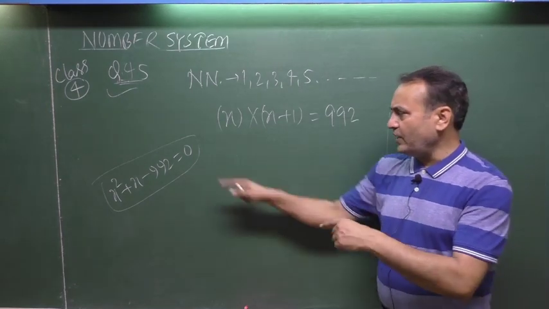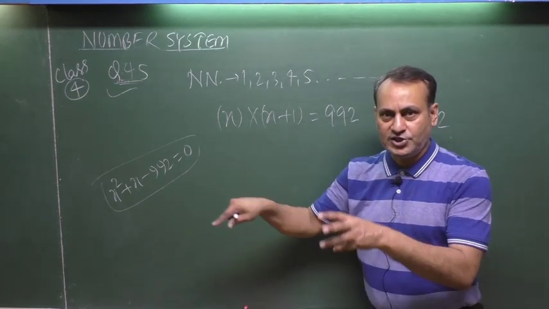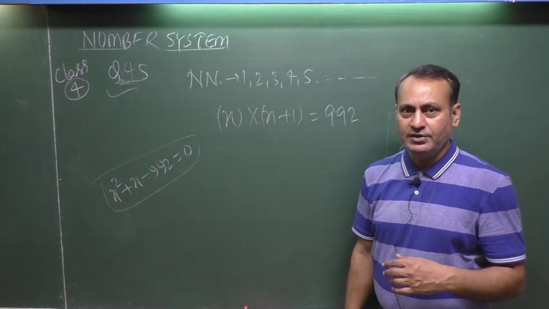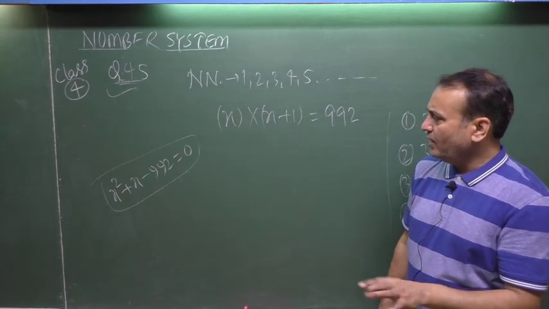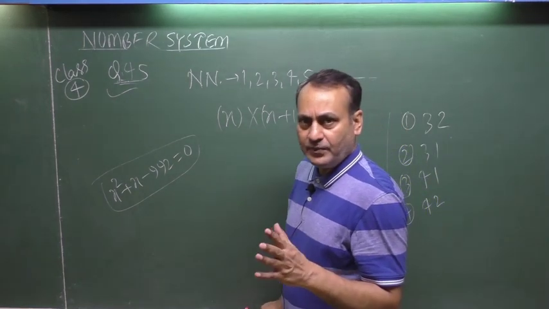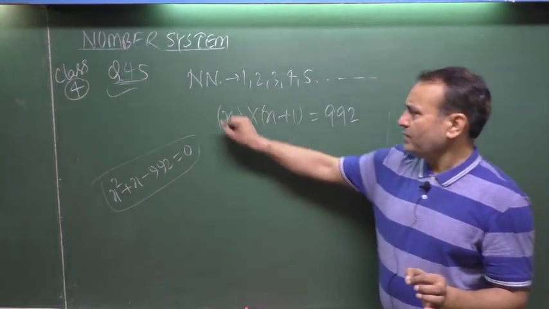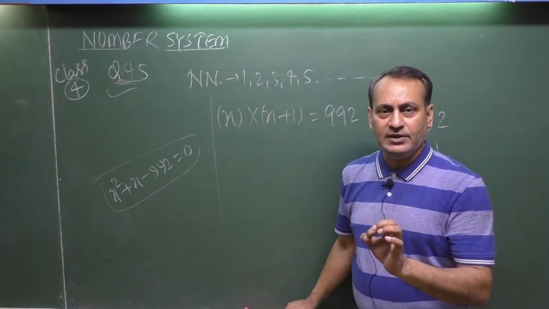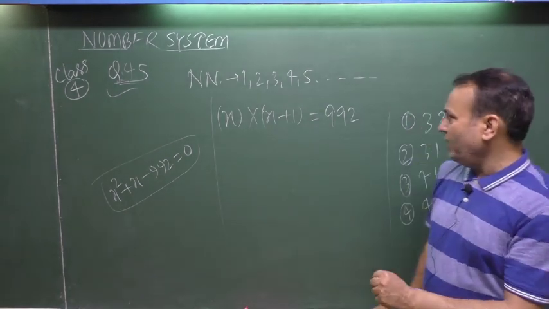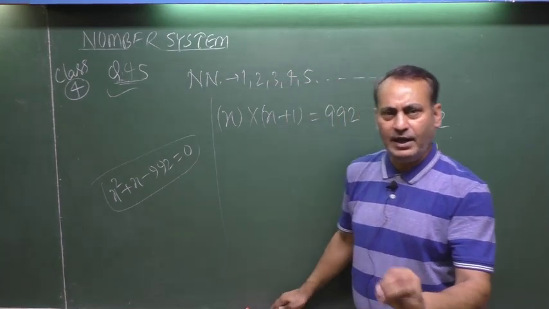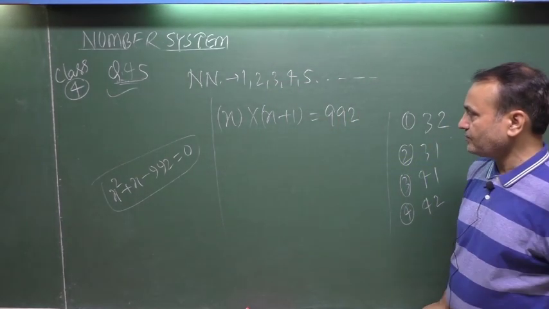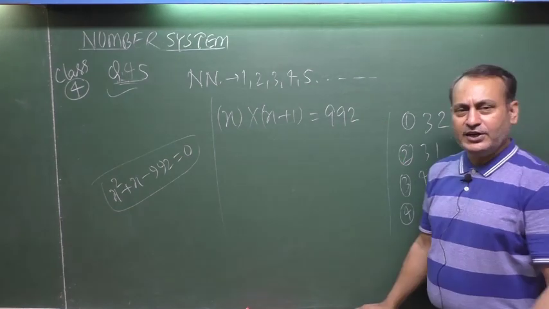You can factorize it according to the situation demanded in the equation, and then the x value will be obtained by you. But it will take time. That's why I am going to take the help of the options as well. If you take the help of options, certainly time will be minimized. It will be managed automatically, see how. x into x plus 1 equals 992.